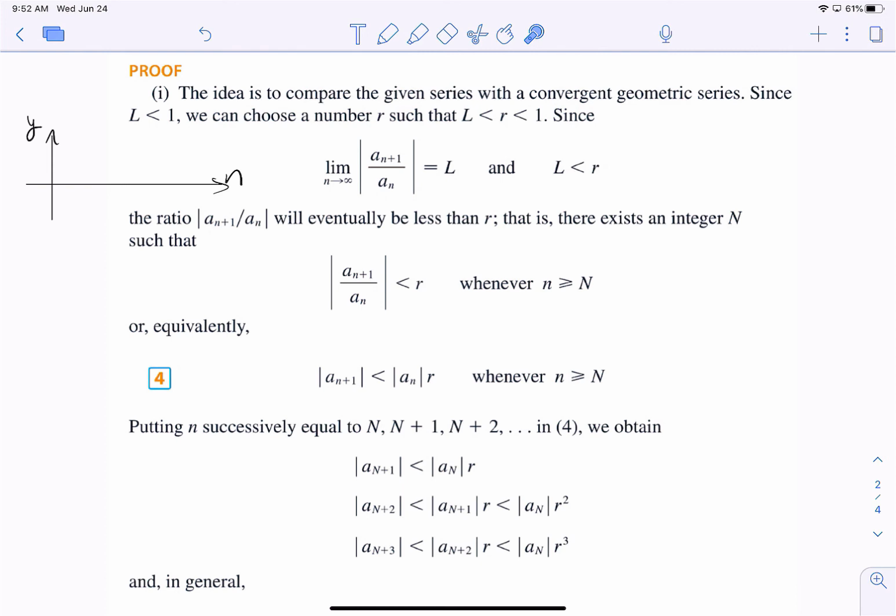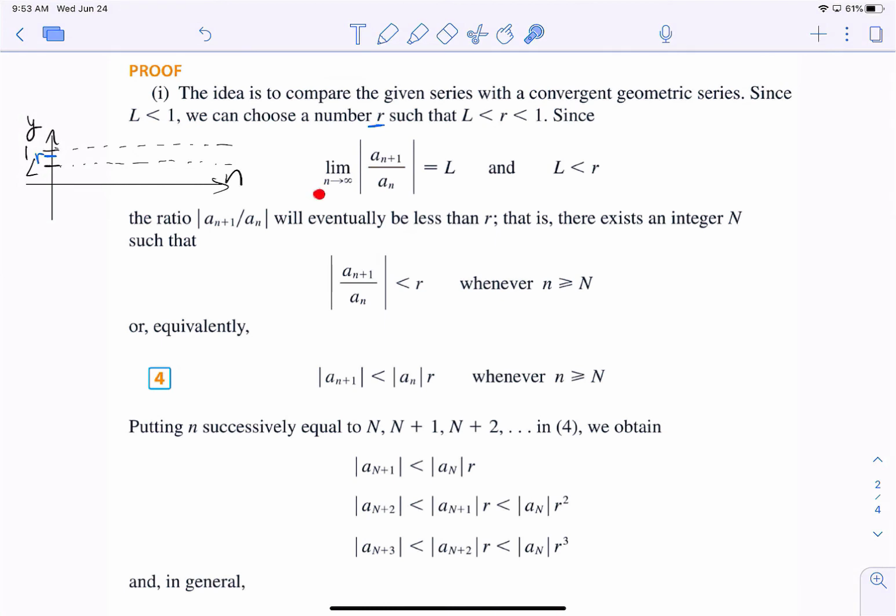So we see as it starts off, the idea is to compare the given series with a convergent geometric series, and now we have that the limit L by assumption is less than 1. So here I have a horizontal line indicating the limit L, and then a horizontal line indicating the value of 1. Just accept that I intend these to be horizontal lines. We can choose a number r such that r is between L and 1. So here's this number r, I don't care where it is, it's between L and 1.